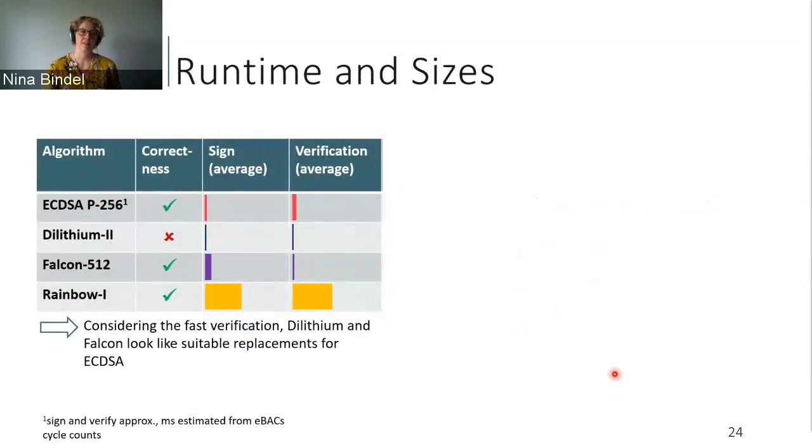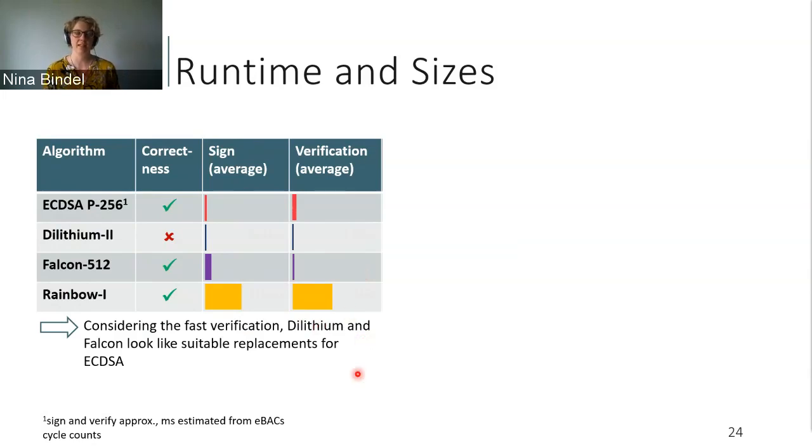The runtimes that we measured in the testbed are not very surprising. They really reflect what we have seen earlier on the slide. And given that Dilithium and Falcon are so much faster in doing the verification, it looks like the two are very good candidates to replace ECDSA. Whether Rainbow is also suitable, it's hard to say from these benchmarks.